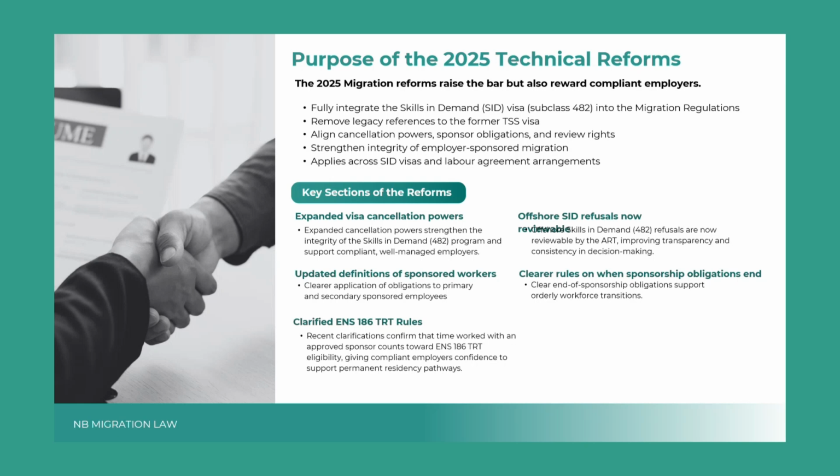Okay. Clearer rules on when sponsorship obligations end, okay? So that is usually when the visa comes to an end, okay? So if the visa applicant is applying for a TRT and they are on a bridging visa, your sponsorship obligation is still in effect, okay? But if a 2-year visa comes to an end and the employee may change employer, went to another employer, or get sponsorship by someone else, and the nomination has been taken over, then your obligation ceases.